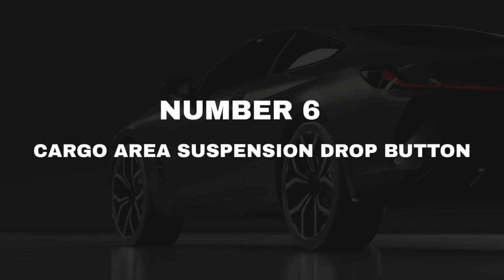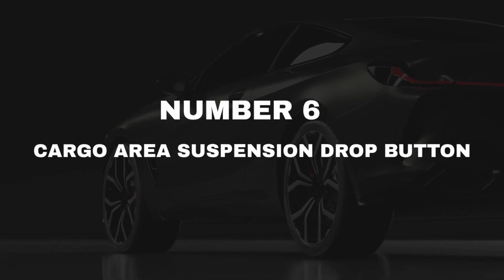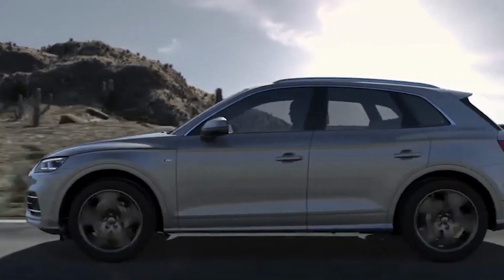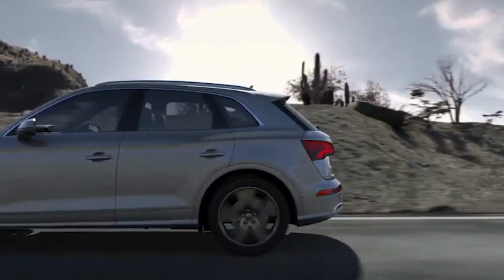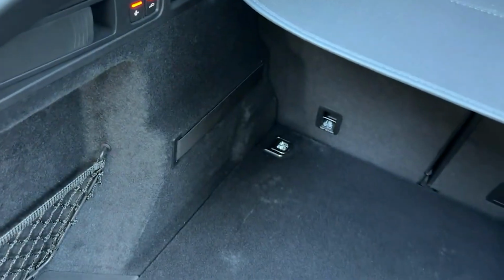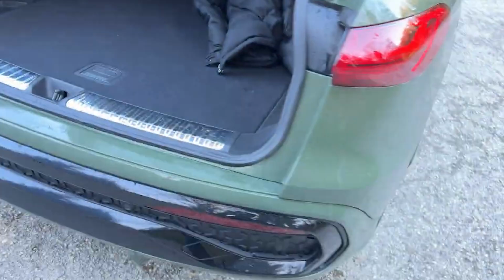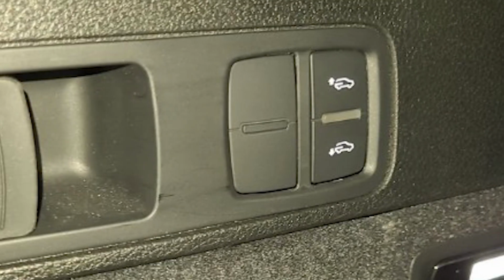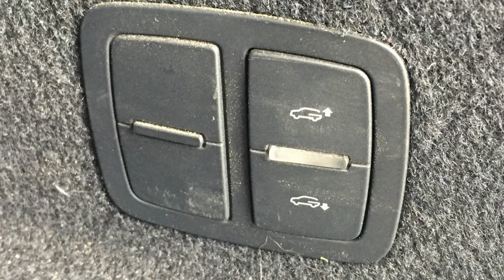Number 6. Cargo Area Suspension Drop Button. Also for air suspension Q5s, and this one genuinely surprises people. There's a physical button inside your cargo area that drops the rear of the car 55 mm for easier loading. Not a menu setting. An actual button. Right there in the boot.